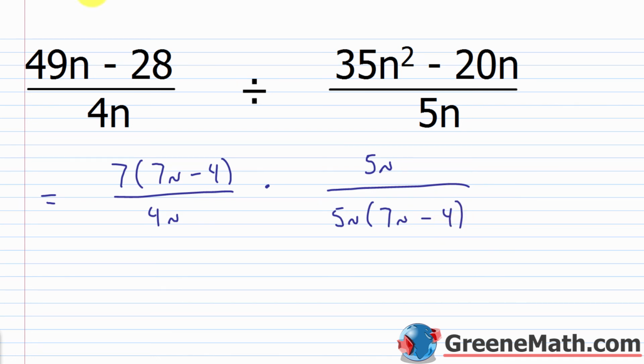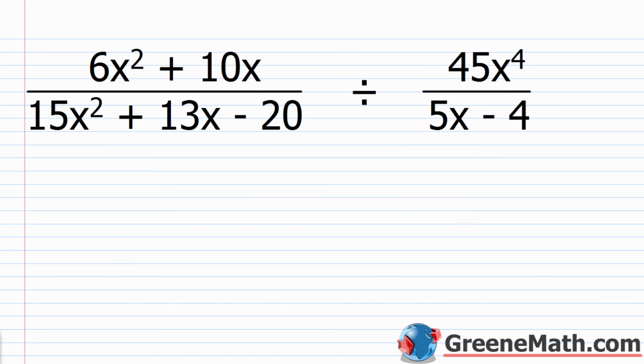So now what can I do? Well, it's obvious that I can cancel this 5n with this 5n. I can cancel this quantity 7n minus 4 with this quantity 7n minus 4. So this has canceled and become 1. So all I'm really left with is 7 over 4n. And so that's going to be my answer, 7 over 4n. All right, let's take a look at one more problem.